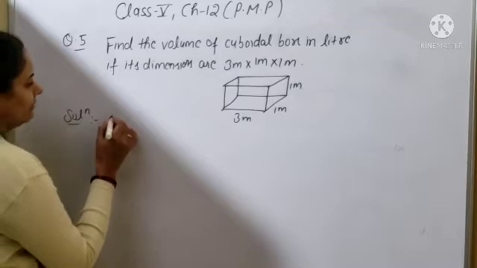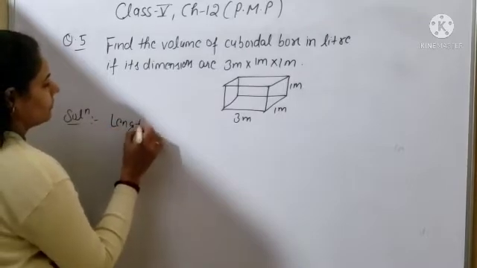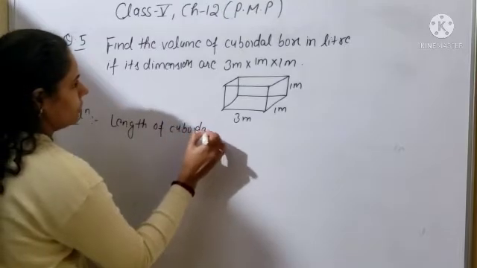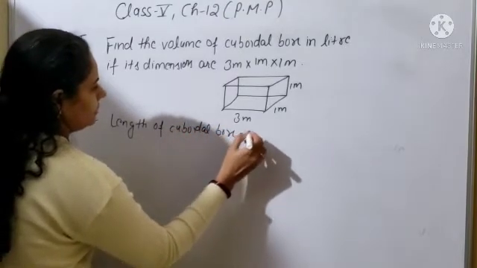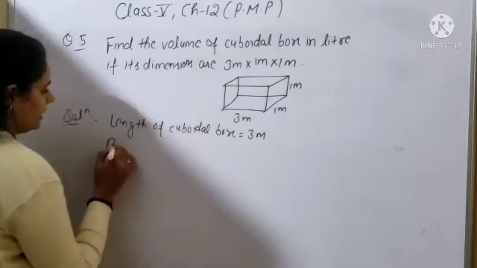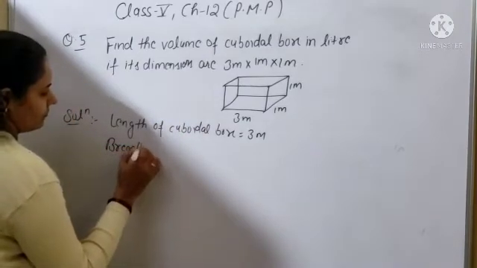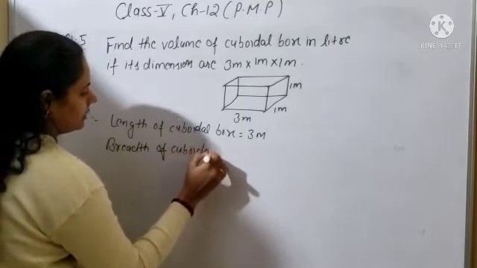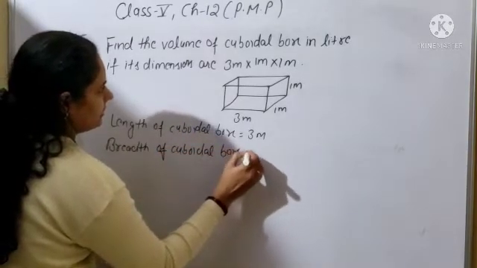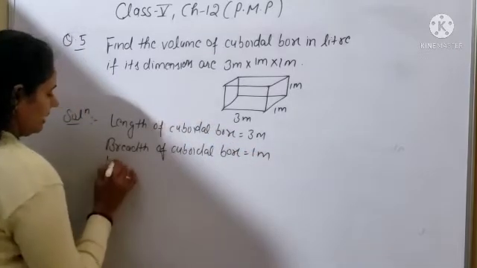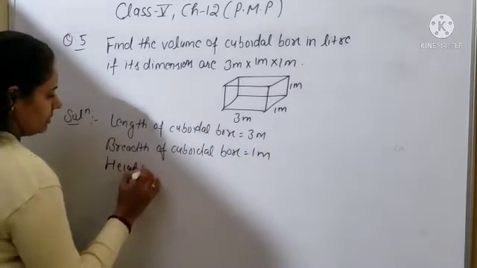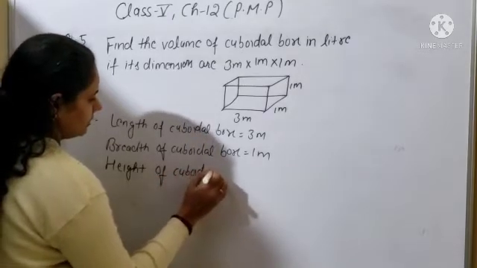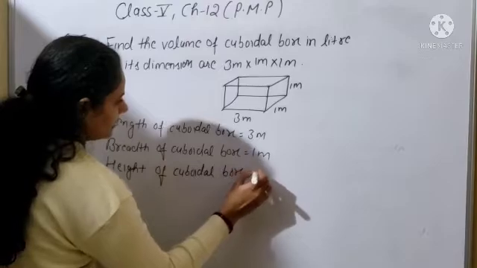So find out the volume of the cuboidal box. Simply, you can write down: length of cuboidal box is equal to 3 meter. Breadth of cuboidal box is equal to 1 meter, and height of cuboidal box is equal to 1 meter.